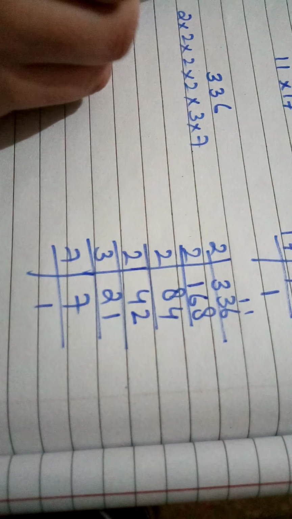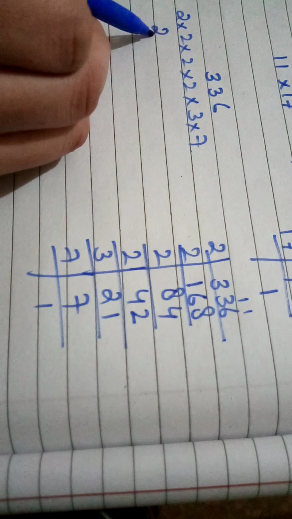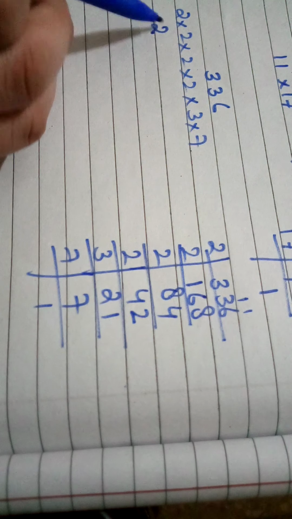Now write down your answer in index notation. How many 2's do you have? What is your base? 2. So first write that figure.